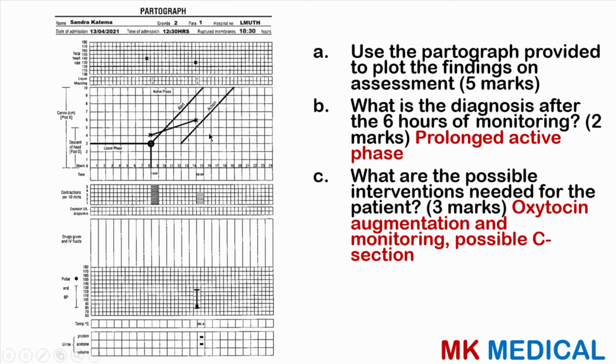If she goes past the action line, then possibly you need to take this woman for a cesarean section. Or if there are any features of fetal distress, if the heart rate falls below 120, take her for cesarean section. If there's any presence of molding or any meconium in the liquor, then take her for cesarean section.